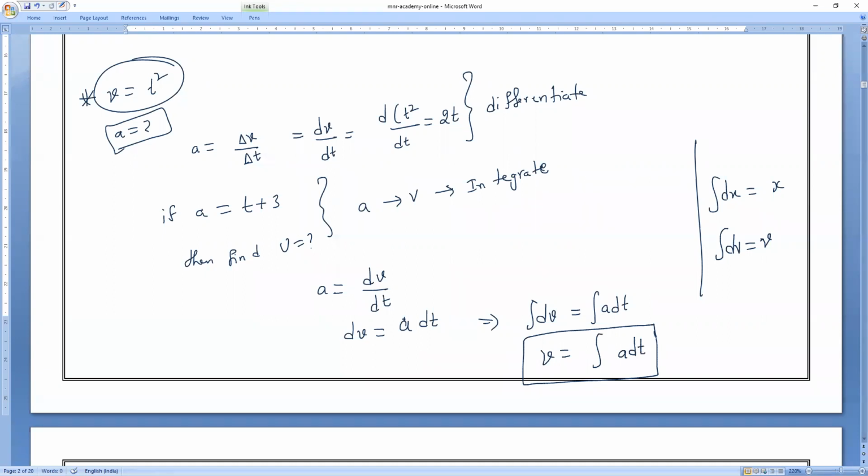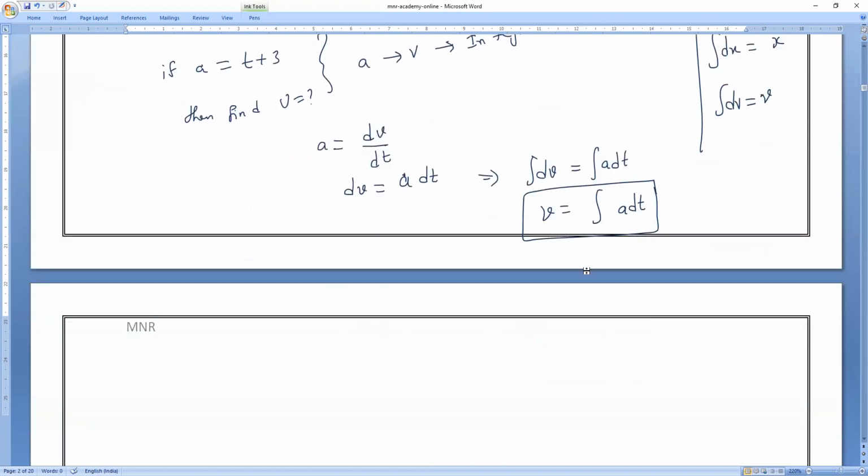How to find velocity from displacement, and now how to find velocity with the help of acceleration. Any doubt? Anybody can ask me. Otherwise, we'll go forward. Okay? Yes, sir. So let me take now: v is equals to integration of a dt.